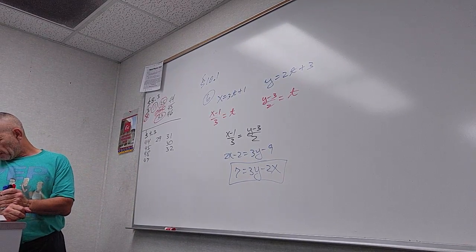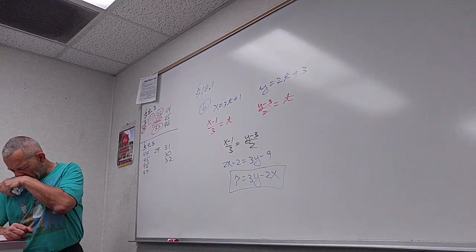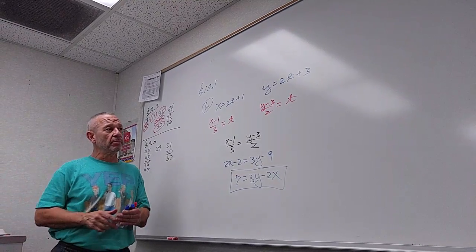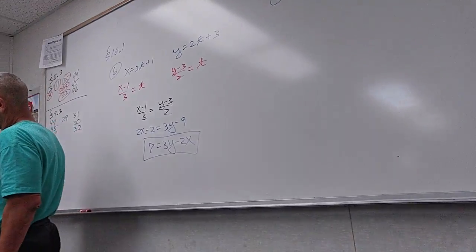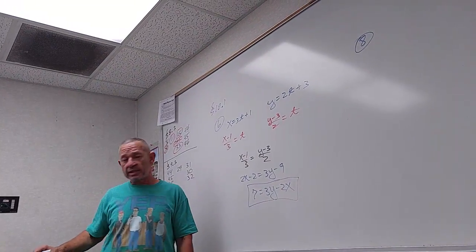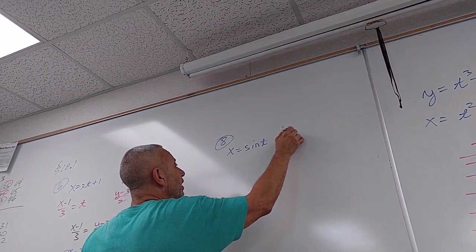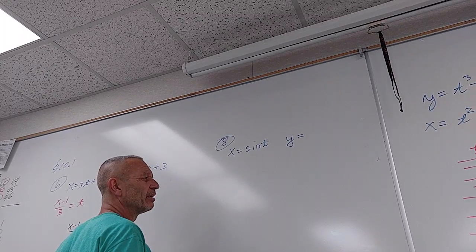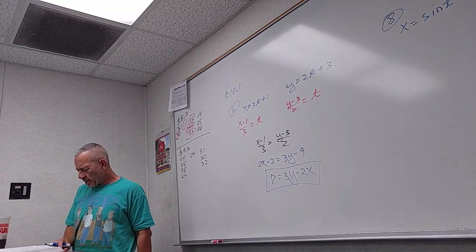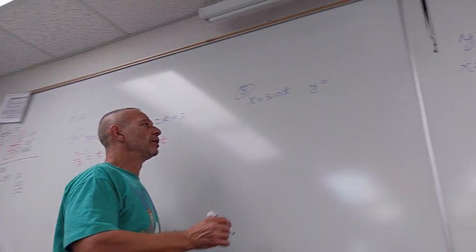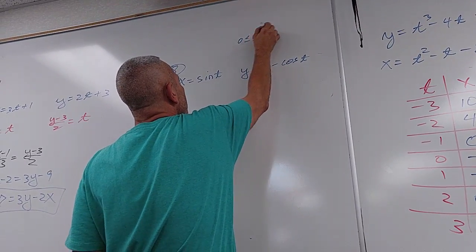Well, in some cases, there's trickery involved in eliminating the parameter. For example, problem 8, same page. Problem 8, x is sine t. y is, was it 1 minus cosine t? I don't remember. Yeah, 1 minus cosine t. And this is where t goes from 0 to 2 pi.